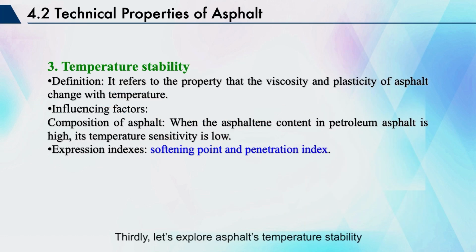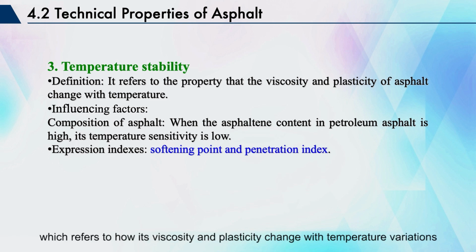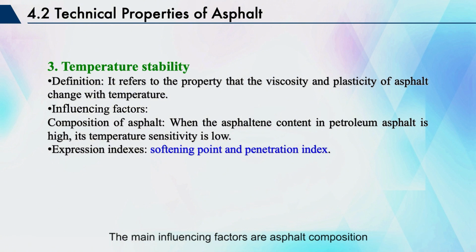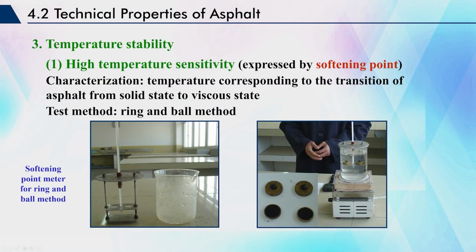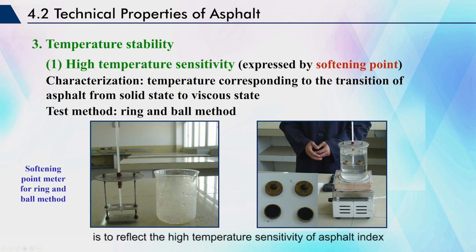Thirdly, let's explore asphalt's temperature stability, which refers to how its viscosity and plasticity change with temperature variations. The main influencing factor is asphalt composition, with a higher asphaltene content leading to lower temperature sensitivity. The key indicators for characterizing asphalt's temperature stability include softening point and the penetration index. Among them, the softening point reflects the high temperature sensitivity of asphalt.